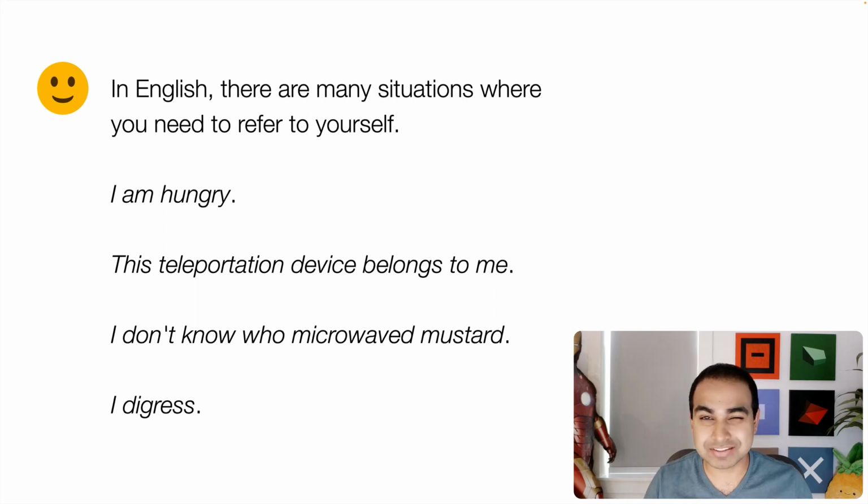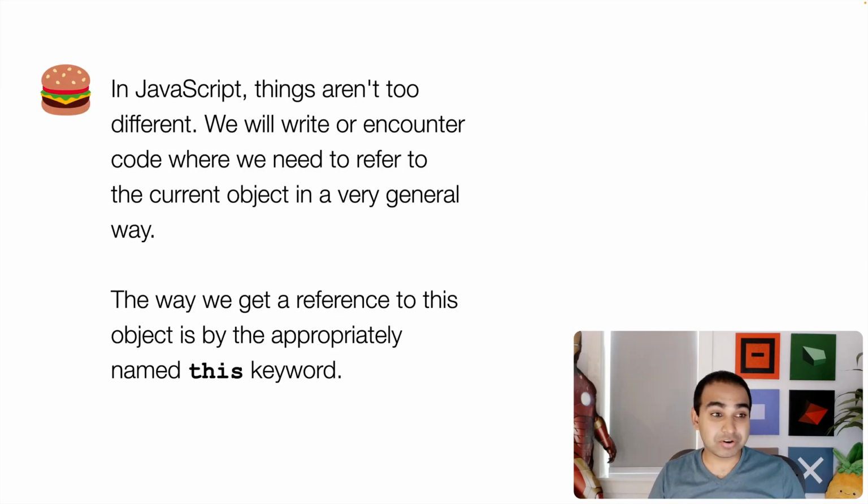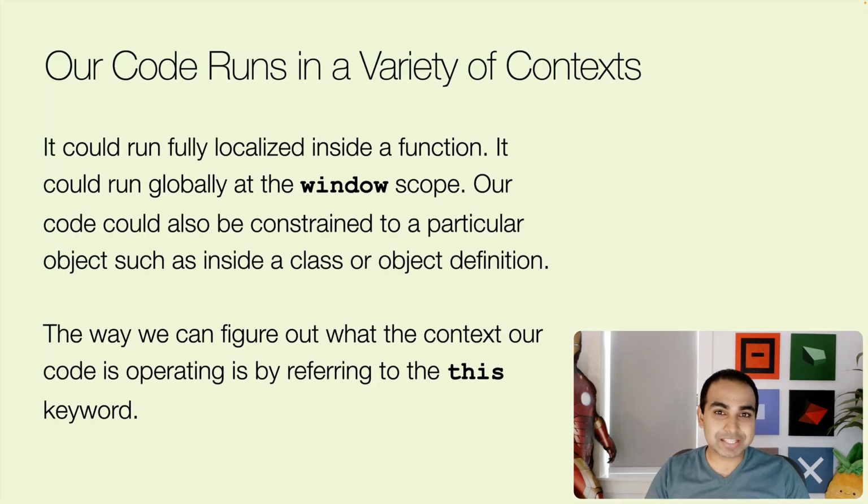I digress. So by using words like I, me, and this, we're able to refer to ourselves pretty easily. In JavaScript, things aren't that much different. We will be writing or running into some code where we need to refer to the current object or the current context in a very general way. And the way we do that is by using the keyword this, just like the English version of the word this. And the reason for this is because our code runs in a variety of contexts.